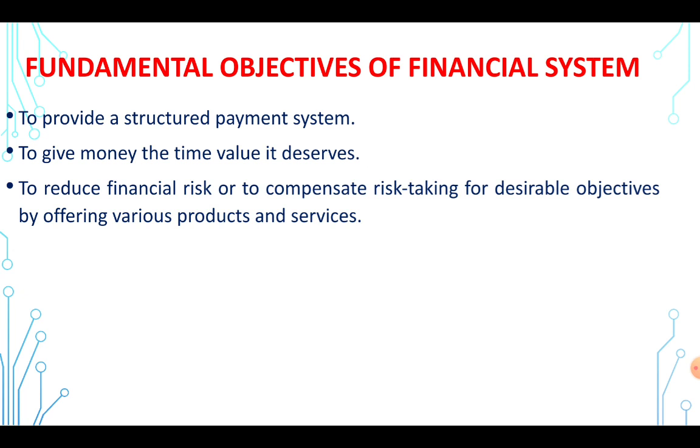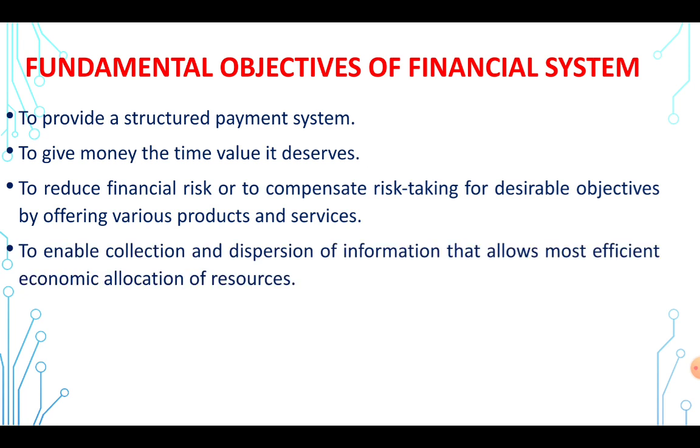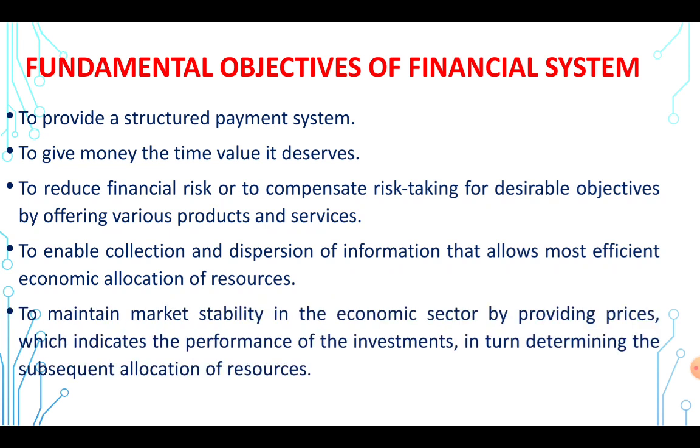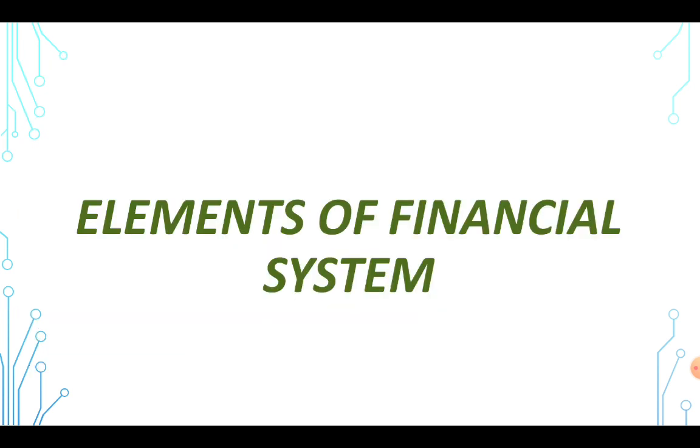Another fundamental objective of financial system is to enable collection and dispersion of information that allows most efficient economic allocation of resources. Lastly, another objective of financial system is to maintain market stability in the economic sector by providing prices which indicate the performance of the investments, which in turn determine the subsequent allocation of resources. Now we will discuss the elements of financial system.